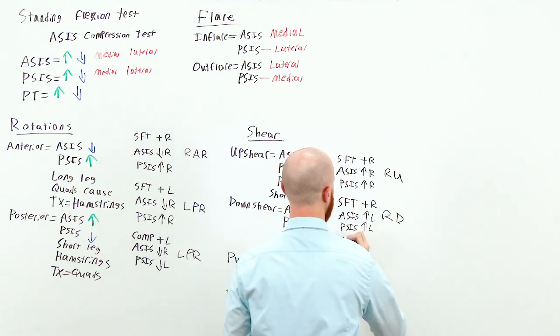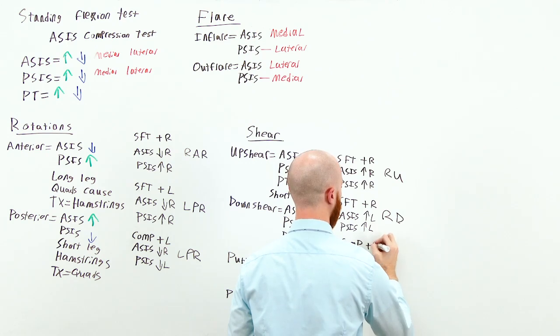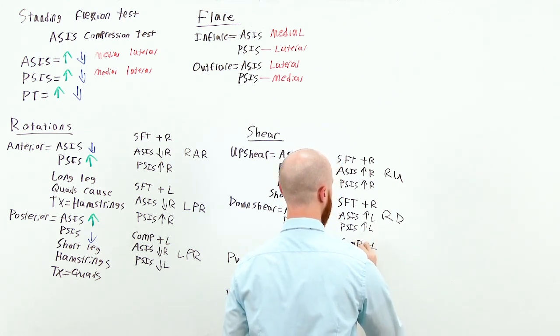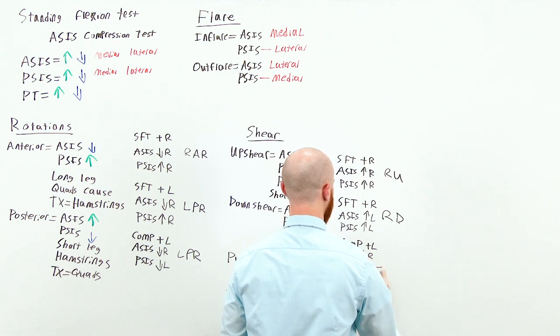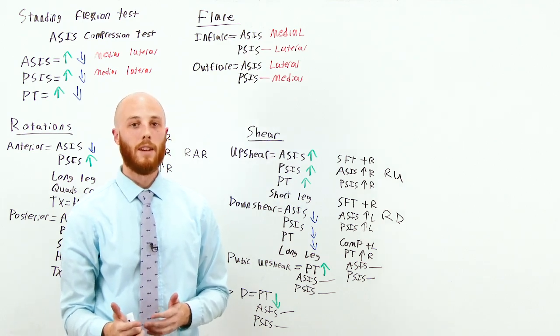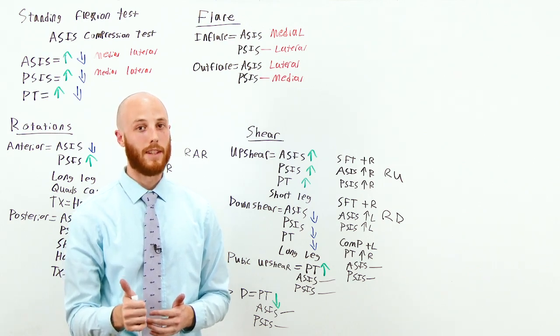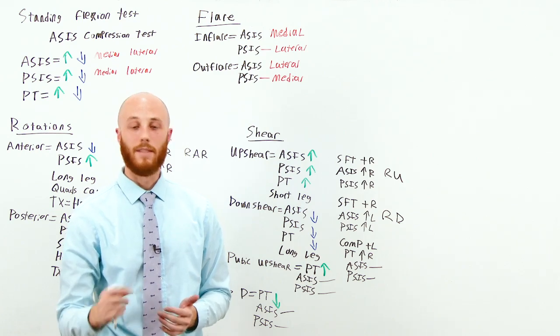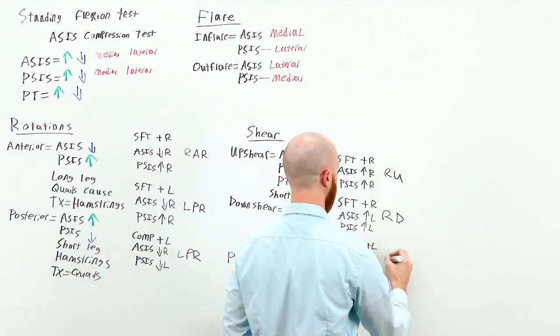The final shear practice question. You have an ASIS compression test that's positive on the left. You have a pubic tubercle that is superior on the right. You have an ASIS finding of being normal, and a PSIS finding of being normal. Can't really use the cowabunga hands for a pubic up shear or down shear. Just memorize that if the pubic tubercle is up and everything's normal, it's pubic up shear. If it's down, pubic down shear. So for this one, you got a pubic up shear.